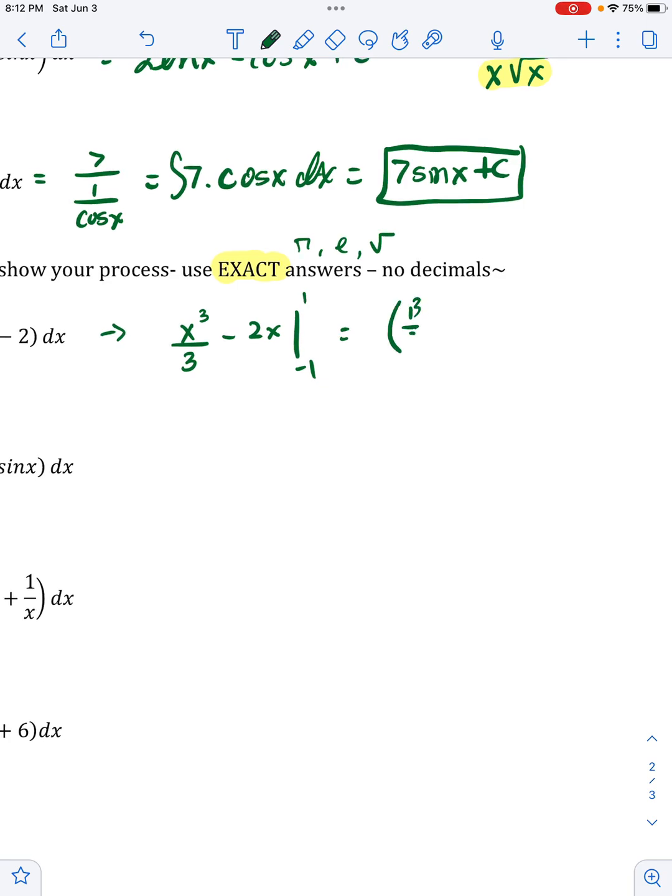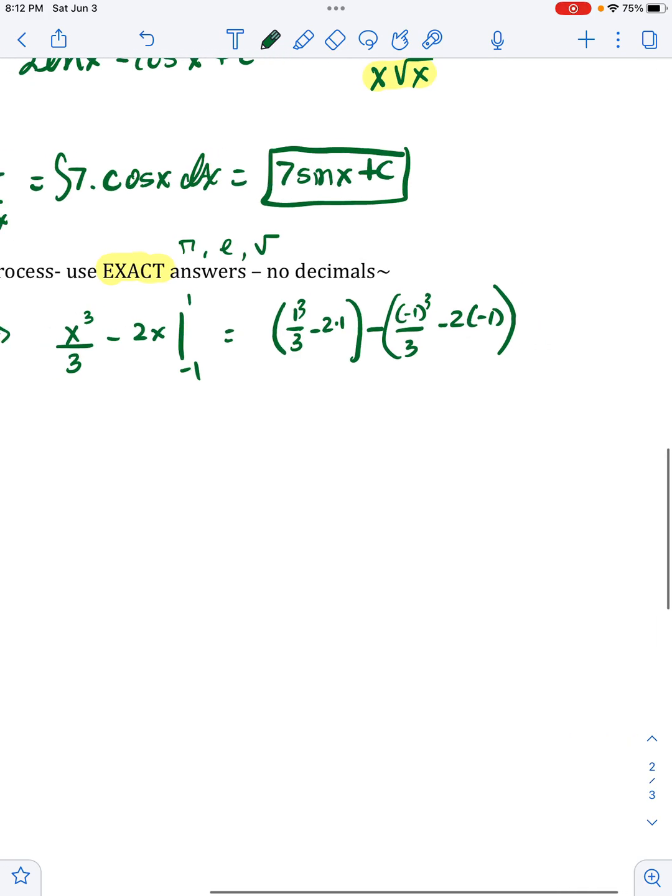So 1 cubed over 3 minus 2 times 1, and then subtract what happens if you plug in the -1, the lower limit, into that function. You do have to be careful. All the things that are messy throughout Algebra 1 and 2, like cubing a negative, you do not want that to be the thing that gets you when you are in calc. So you have to be really good at watching and understanding what you should be getting.